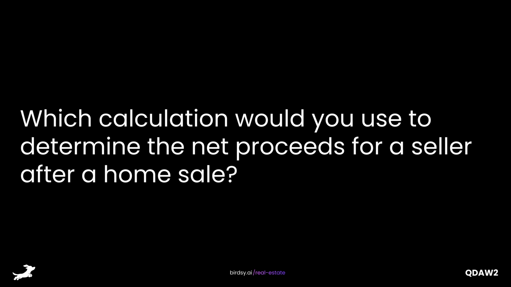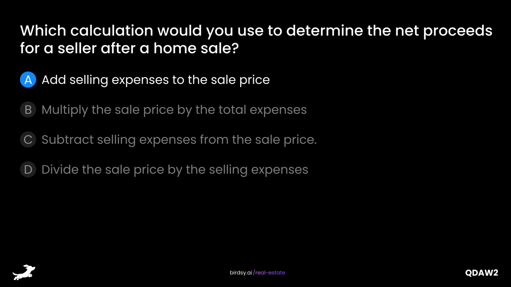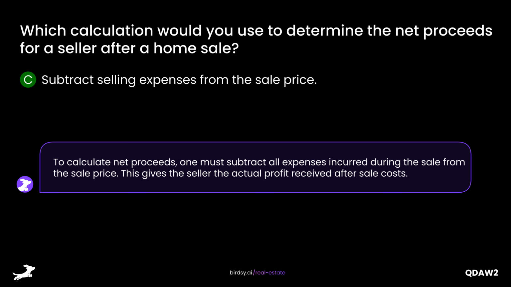Which calculation would you use to determine the net proceeds for a seller after a home sale? Is it A. Add selling expenses to the sale price? B. Multiply the sale price by the total expenses? C. Subtract selling expenses from the sale price? Or D. Divide the sale price by the selling expenses? The answer is C. Subtract selling expenses from the sale price. To calculate net proceeds, one must subtract all expenses incurred during the sale from the sale price. This gives the seller the actual profit received after sale costs.